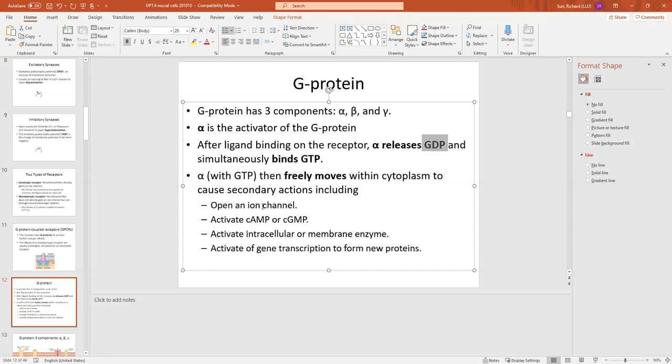What are the effects? There are several. It could open an ion channel, nearby but not directly controlled by the neurotransmitter. They could activate several cellular signal pathways through, say, cAMP, cGMP. They can activate intracellular or membrane enzymes to promote several processes. They can also activate gene transcription, so that the cell produces more protein, a specific type of protein, because gene transcription forms new protein. Gene expression, in a way. So, several.